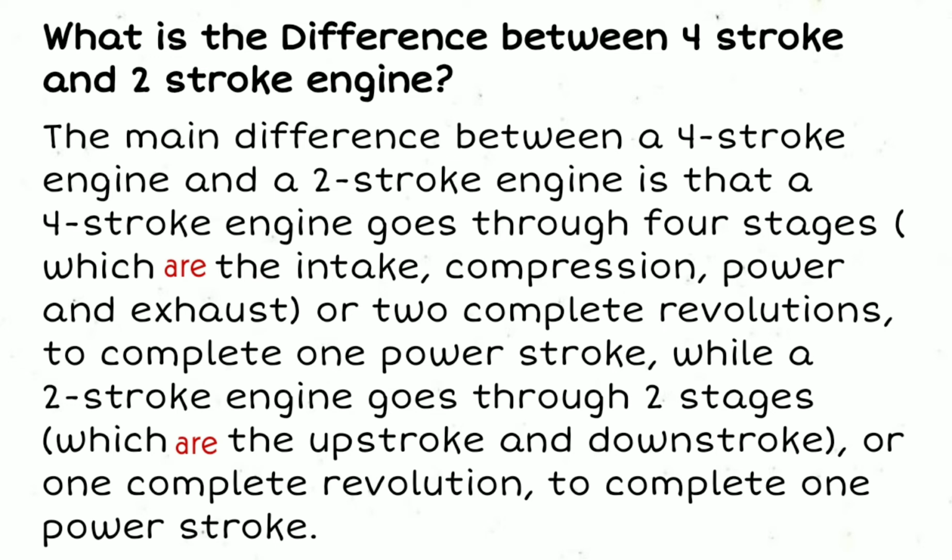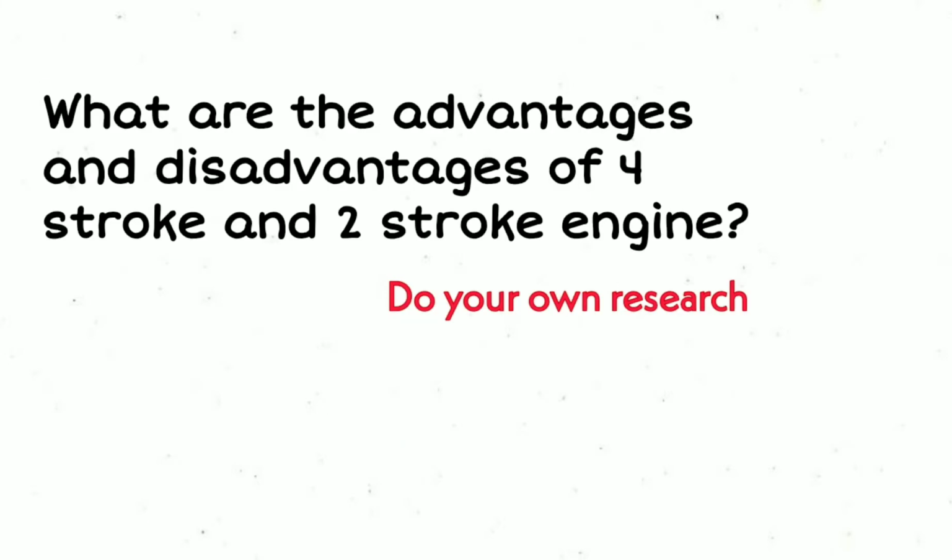The main difference between a four-stroke engine and a two-stroke engine is that a four-stroke engine goes through 4 stages, which is the intake, compression, power, and exhaust, or 2 complete revolutions, to complete 1 power stroke, while a two-stroke engine goes through 2 stages, which is the upstroke and downstroke, or 1 complete revolution, to complete 1 power stroke. What are the advantages and disadvantages of four-stroke and two-stroke engine?